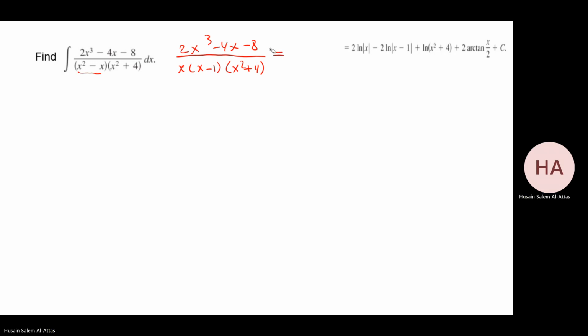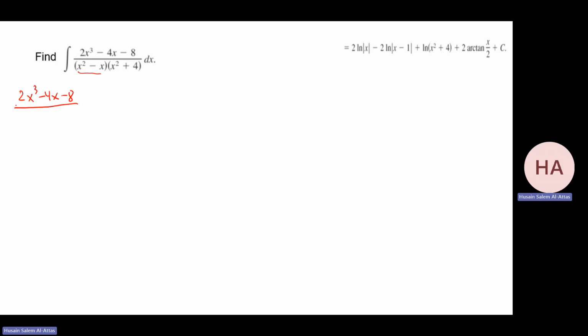This is what? The second line. That will be 2x cubed minus 4x minus 8 over x minus 1, x squared plus 4. That is A over x plus B over x minus 1. This is quadratic, so I need Cx plus D. This is linear, a constant, but this one I need a linear. I mean Cx plus D, in the numerator I need a linear function.